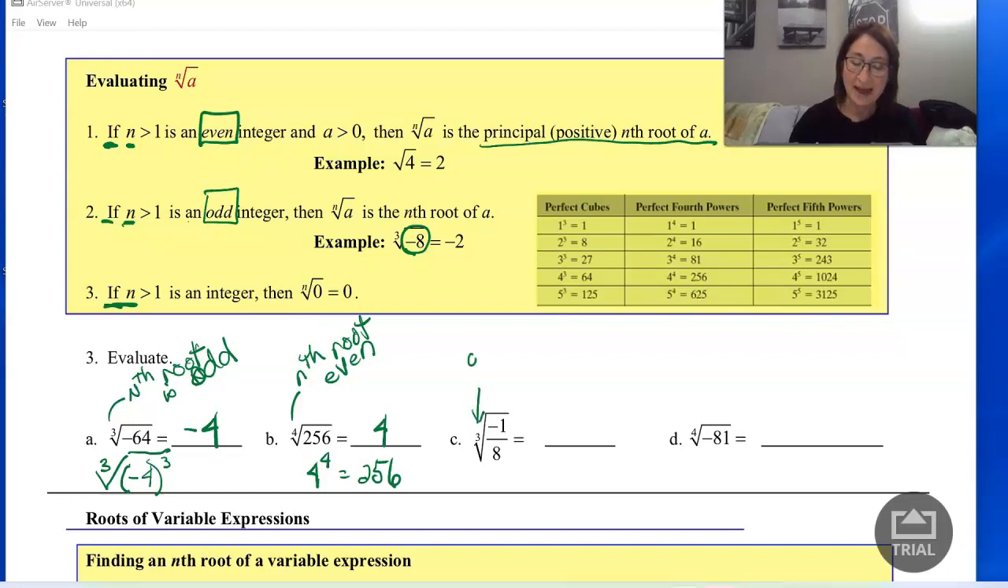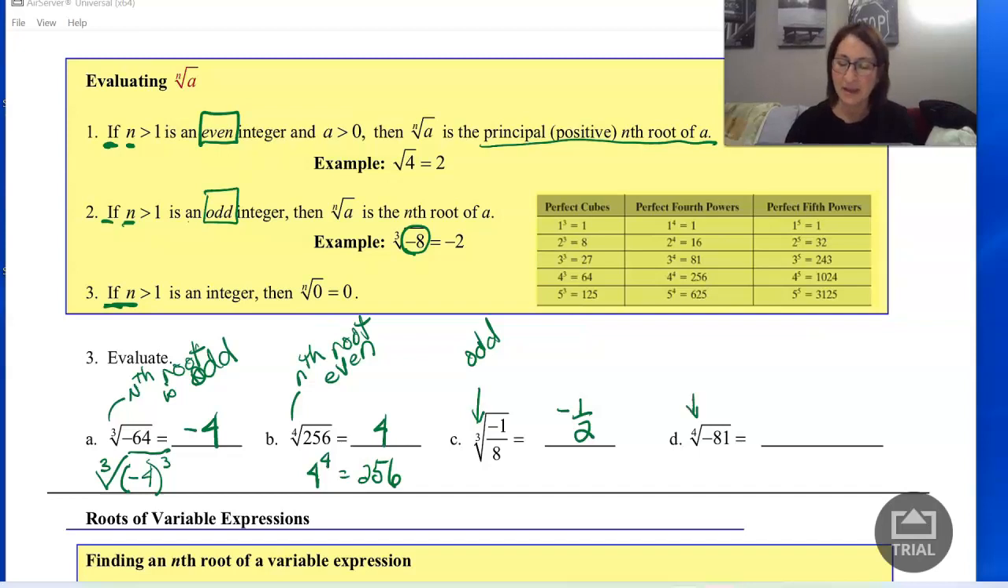So I have an odd nth root, and so it's okay to have a root that is negative. And so if I try to find the cube root of -1/8, that would simply be -1/2. -1/2 raised to the third power is going to give me -1/8.